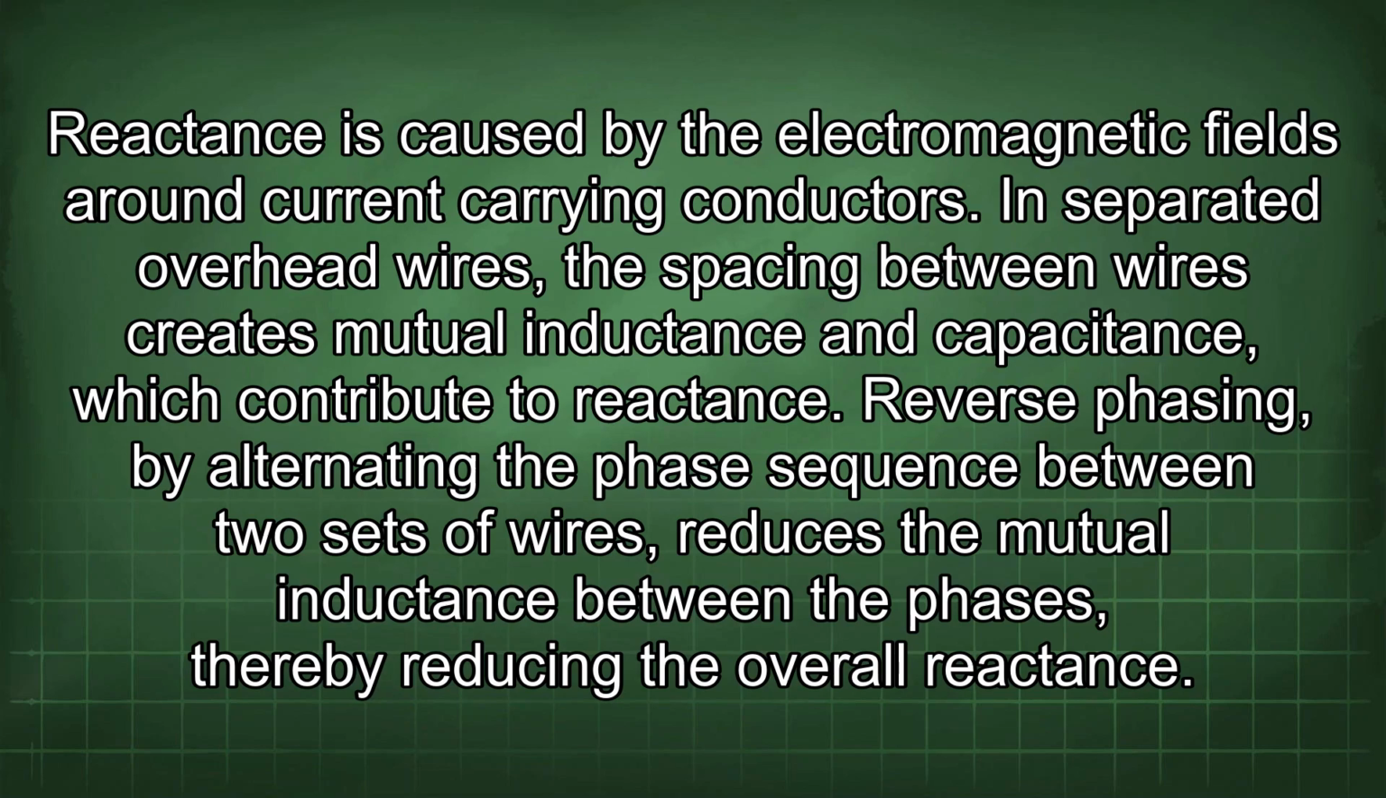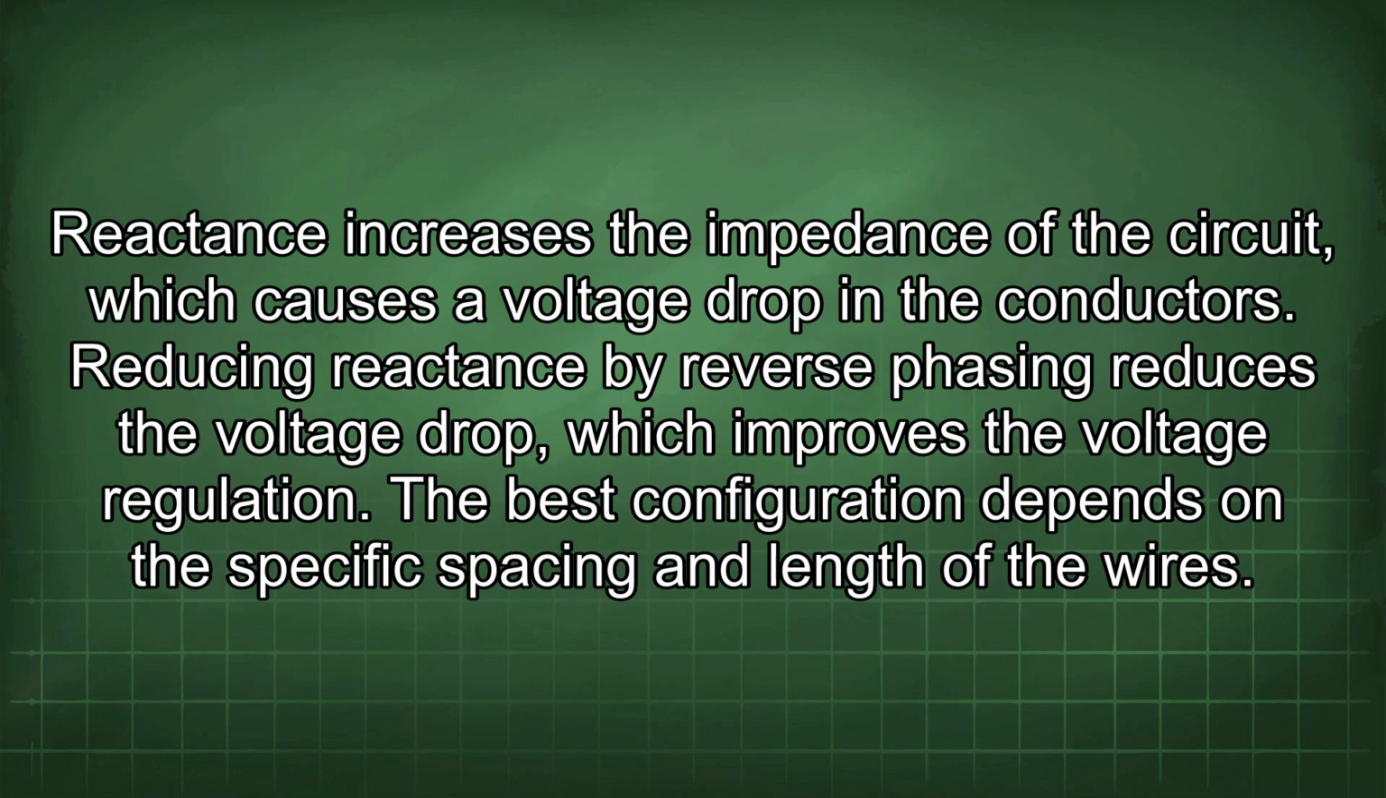Reactance is caused by the electromagnetic fields around current-carrying conductors. In separated overhead wires, the spacing between wires creates mutual inductance and capacitance, which contribute to reactance. Reverse phasing, by alternating the phase sequence between two sets of wires, reduces the mutual inductance between the phases, thereby reducing the overall reactance. Reactance increases the impedance of the circuit, which causes a voltage drop in the conductors.